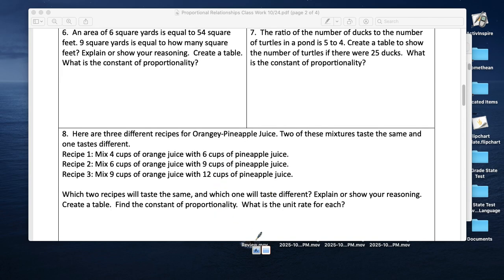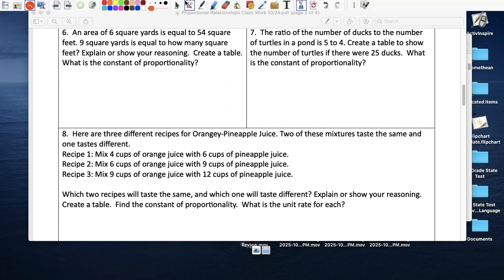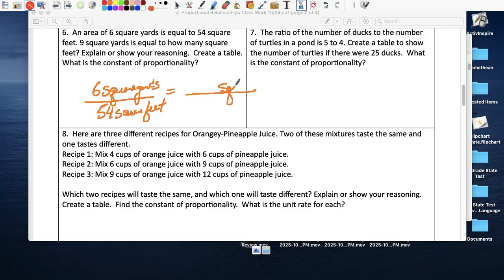Again, you can create another table. Up to you. Actually, let's not create a table for this one. So it says 6 square yards. I'm going to use a proportion. 6 square yards, I get 54 square feet. Yeah, maybe I should have. That's okay. So on top here, this is going to be square yards. This is going to be square feet.